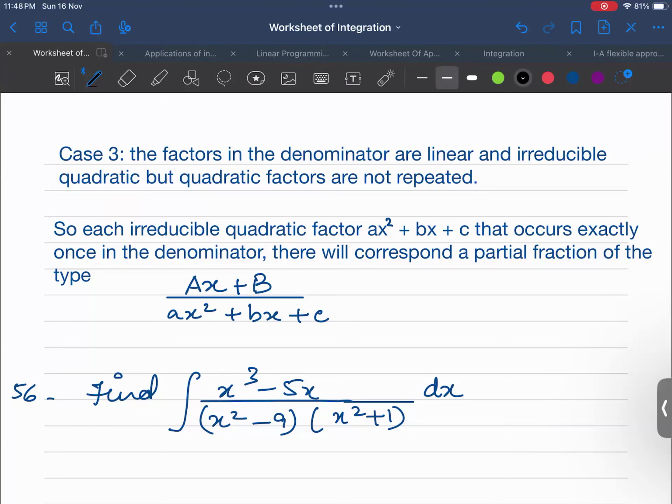Okay, we have done integration by partial fractions, where we have done two cases, cases 1 and 2. In case 1, the factors in the denominator were linear and not repeated, but in the second case, they were linear and repeated.